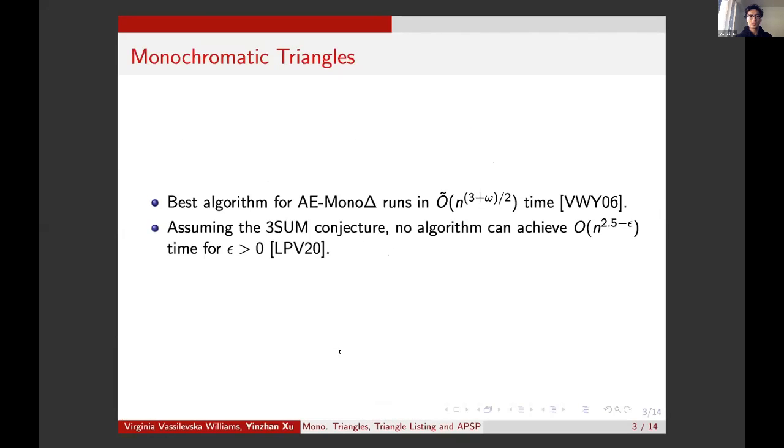The best known algorithm for all-edges monochromatic triangle runs in O tilde of n^(3+ω)/2 time, where O tilde hides polylogarithmic factors and ω denotes the square matrix multiplication exponent. This algorithm was given by Vassilevska Williams and Yuster. On the lower bound side, if we assume the 3SUM conjecture, then no algorithm can achieve O(n^(2.5-ε)) time for positive ε. This result was given by Lincoln, Polak, and Vassilevska Williams. So essentially, in the world where ω is 2, and if we assume the 3SUM conjecture, then the current algorithm is optimal.